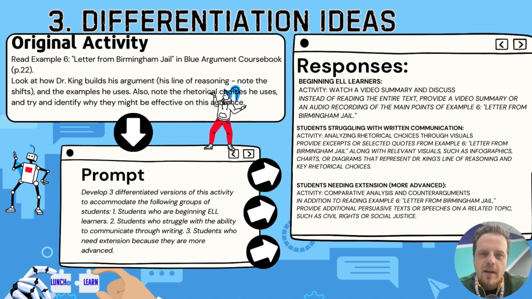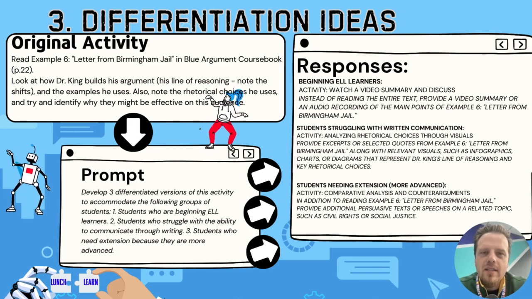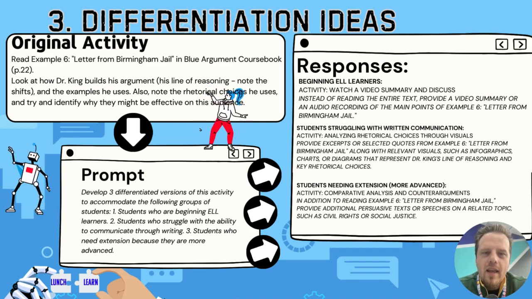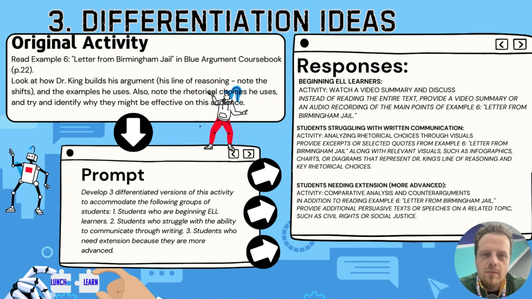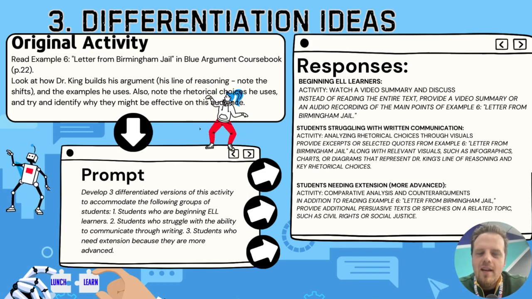And then these were the responses. With the ELL learners, watch a video summary and discuss instead of reading the entire text. Students struggling with written communication, analyze rhetorical choices through visuals, provide excerpts, simplify it in that way. And then extensions, have students do a comparative analysis and counter arguments in addition to reading the example.